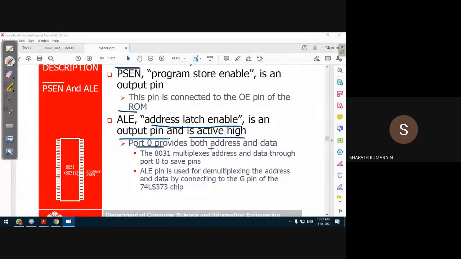Port 0 provides both address and data. We saw that it provides AD0 to AD7. That is, it will carry the lower 8 bits of the 16-bit address. Also, it will carry the 8 bits of data from D0 to D7. This is fine. It is in case of the 8051 microcontroller, whereas in an 8031 based microcontroller, it will multiplex address and data through port 0 to save the pins.